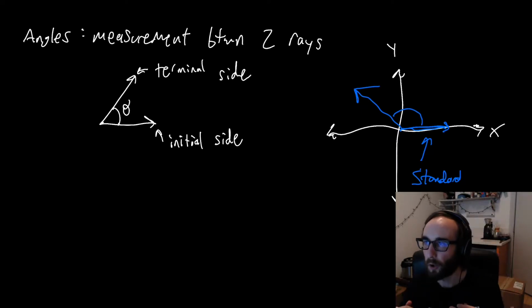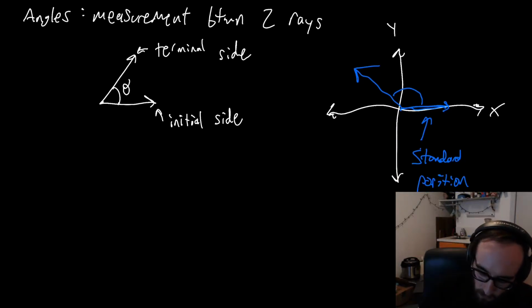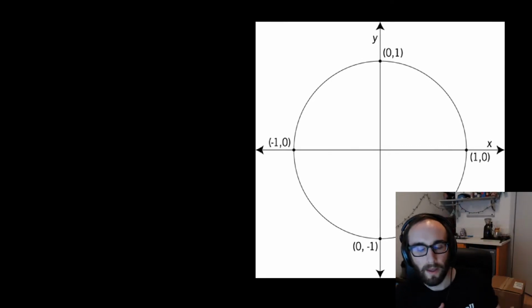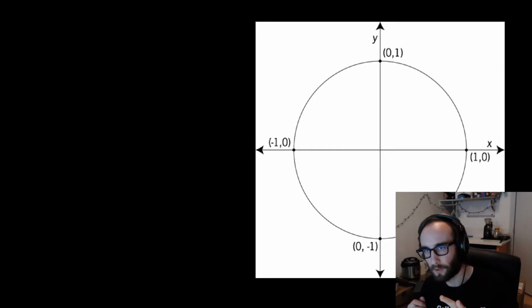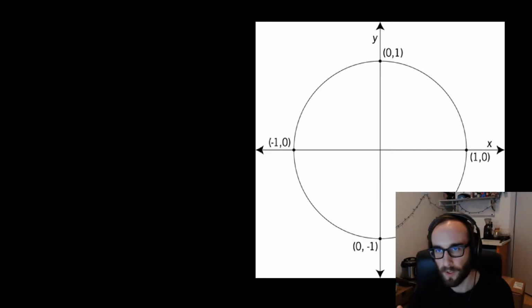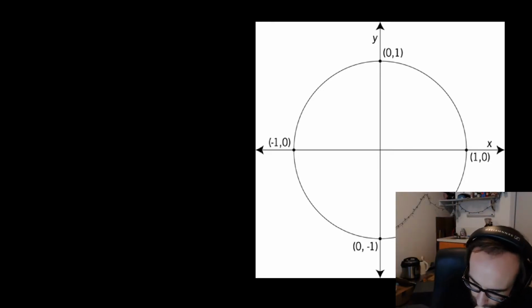Okay, so we've worked a lot with angles before. We are now going to take a look at the unit circle. The unit circle is just a circle with a radius of 1. So here's the unit circle in a coordinate plane. You can see all of these points on the axes are just 1, 0, 0, 1, and so on. We're going to be working with the unit circle quite a bit.